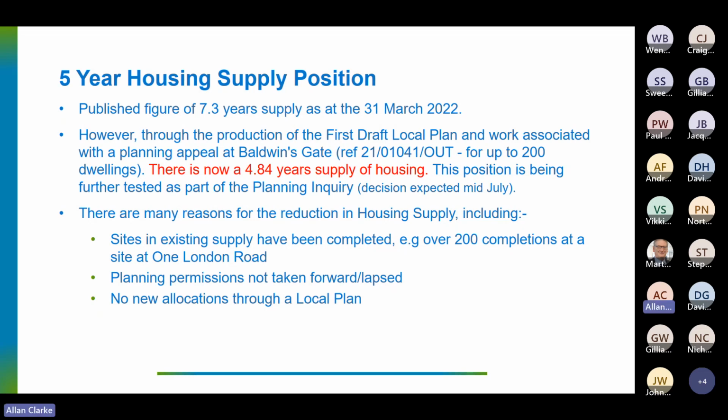You may ask yourself why there's been a drop in the overall year supply. Well, there are many reasons that come into play there, much of which aren't in the council's control. But some examples include the sites in the existing supply may have been completed and therefore no longer form part of the housing supply. Planning permissions may not have been taken forward or have lapsed for many reasons. And also, a lack of a local plan means no new allocations are working their way through the process.